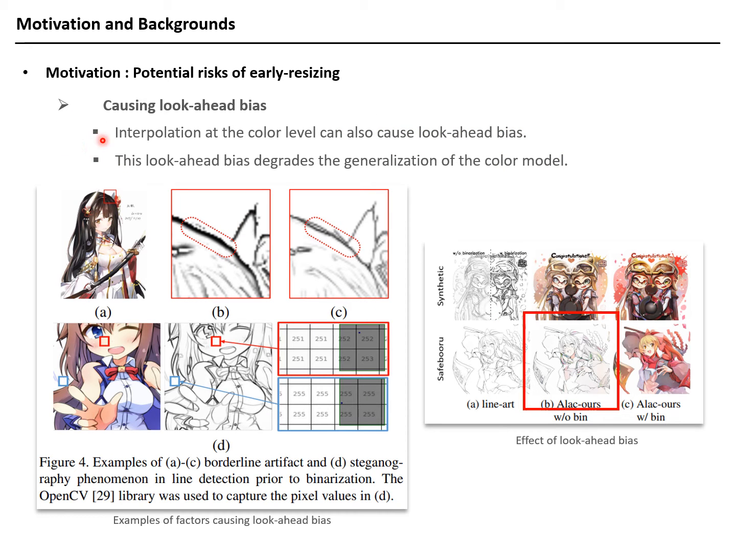The other risk is that the interpolation at the color level can also cause a lookalike bias problem. For example, in the color area where the difference with the line segments is ambiguous, line segments will be extracted thick and dimmed. These artifacts can work as unintended priors, which denote the intensity of the target color area. Note again, this ambiguity can be worsened by interpolation at the color level. And as a result, this bias can degrade the generalization of the colorization model.